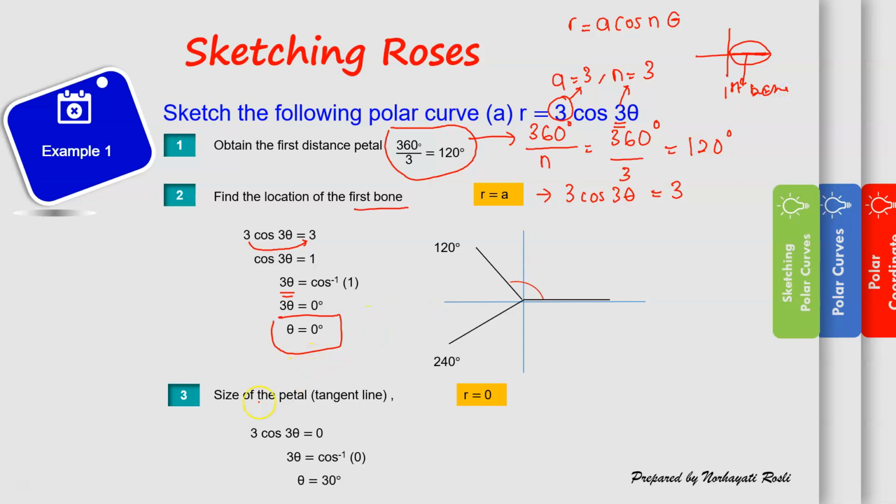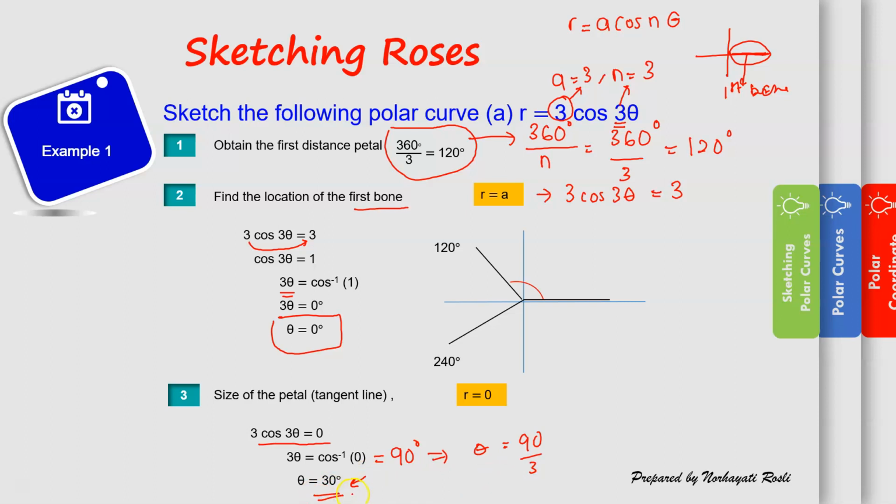Okay. And then number 3, we go to the size of the petal, which is the tangent line. The tangent line can be obtained by using the formula r equal to 0. It means that our equation, which is given by 3 cos 3 theta, we make it equal to 0. So we get this kind of equation. When we solve this one for 3 theta, you will get the inverse cosine of 0. And then when you solve using a calculator, this one is equal to 90 degree. So our theta equals 90 degree divided by 3, which is 30 degree.